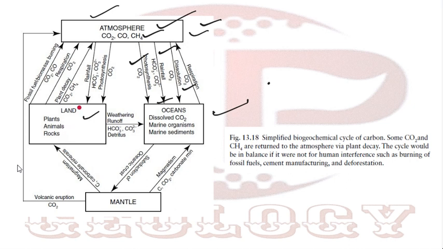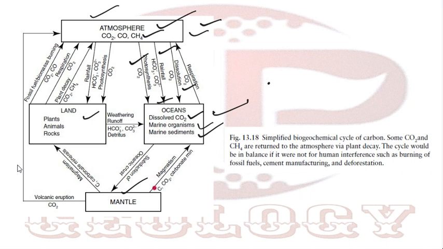Then in the ocean, it is dissolved in water, or marine organisms use the carbon dioxide, and it is stored in marine sediments as carbonate sediments. Then when the oceanic plate subducts at the subduction or convergent boundary, it starts to melt, then it becomes magma. Any part that melts during the subduction goes to the mantle.